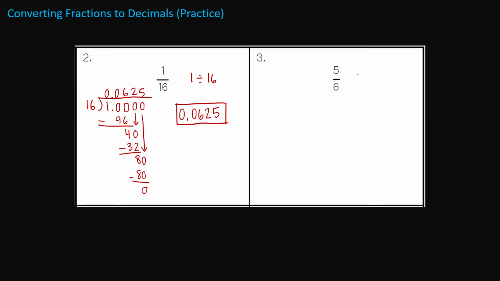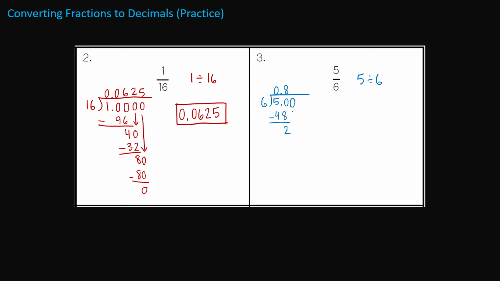So this means 5 divided by 6. 6 cannot go into 5 at all. We're going to add a decimal. And let's add another 0. 6 does go into 50. 6 goes into 50 8 times. 6 times 8 is 48. And when we subtract, we get 2.